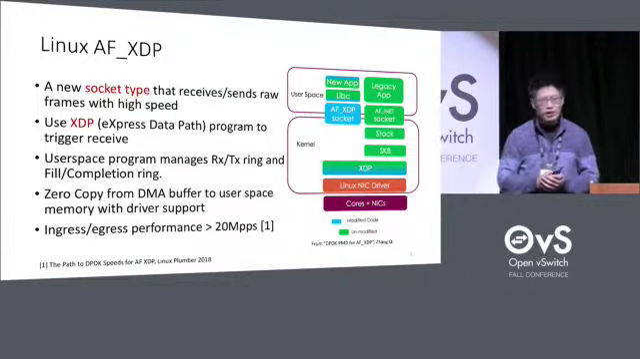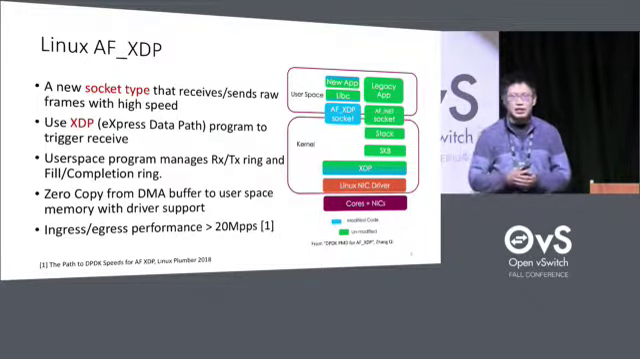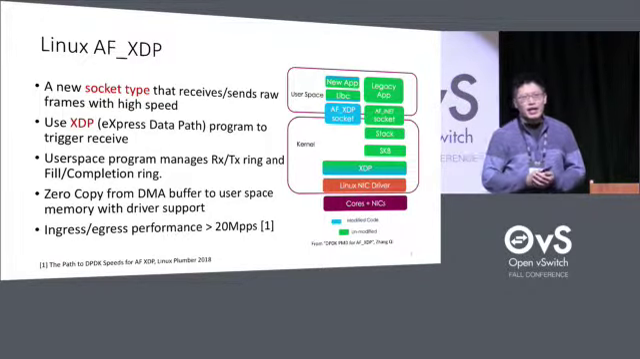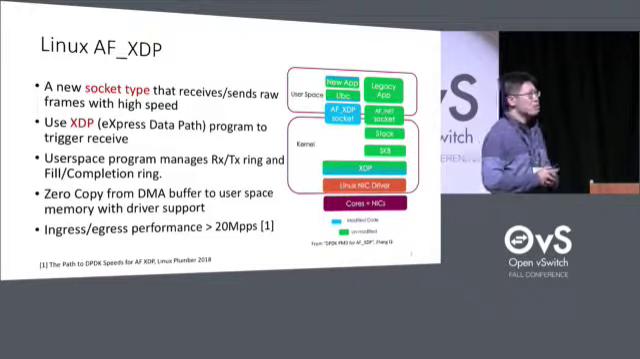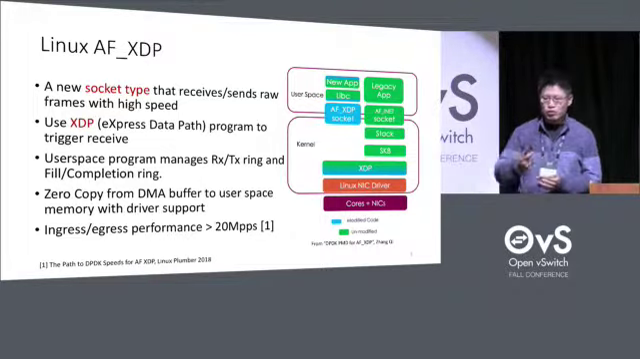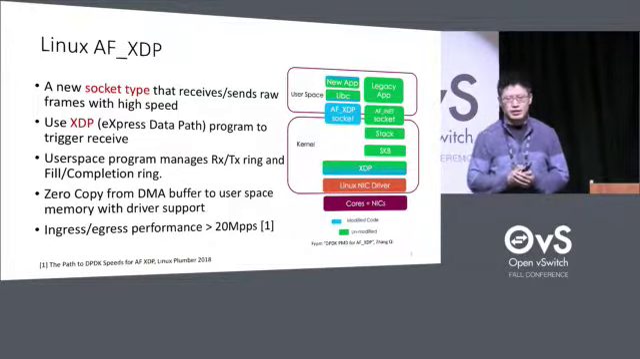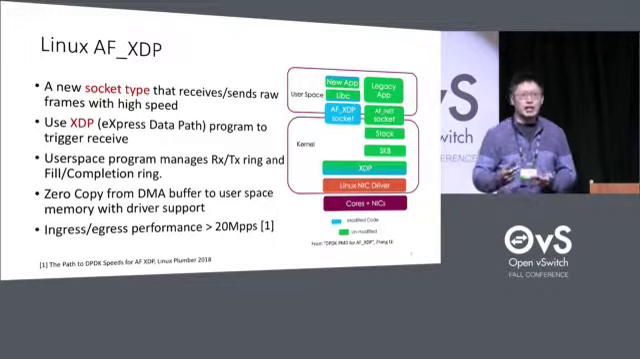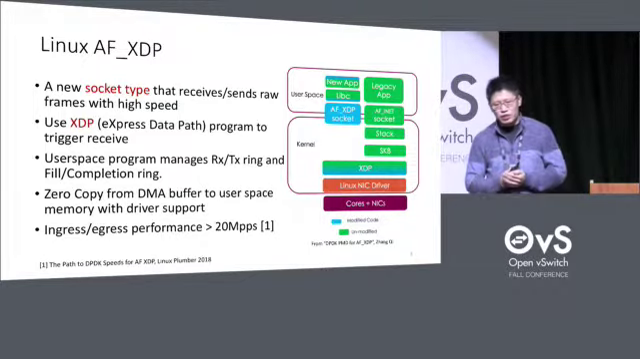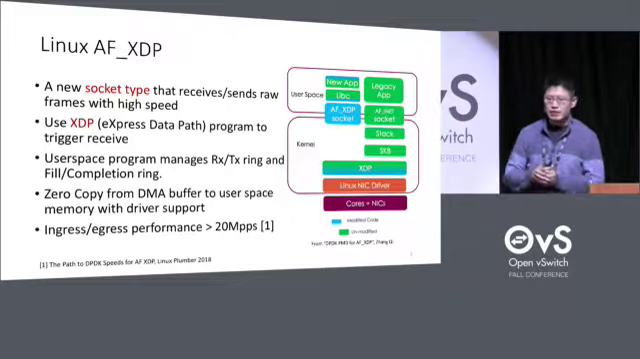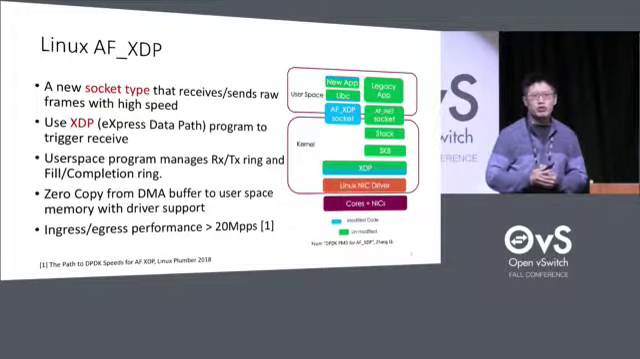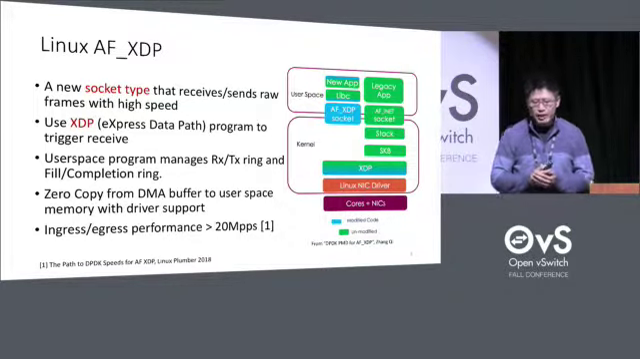With AF_XDP, first we have Express Data Path, the XDP program inserted into the NIC driver. When the NIC driver receives the packet, the XDP program will create a fast channel to forward this packet to your user space program, which creates an AF_XDP socket interface. Then your application can receive a packet at user space. So the user space program needs to manage the RX ring, the receive ring, and the transmission ring of the AF_XDP packet, and also introduces something like the fill ring and completion ring to interact with the AF_XDP packet.